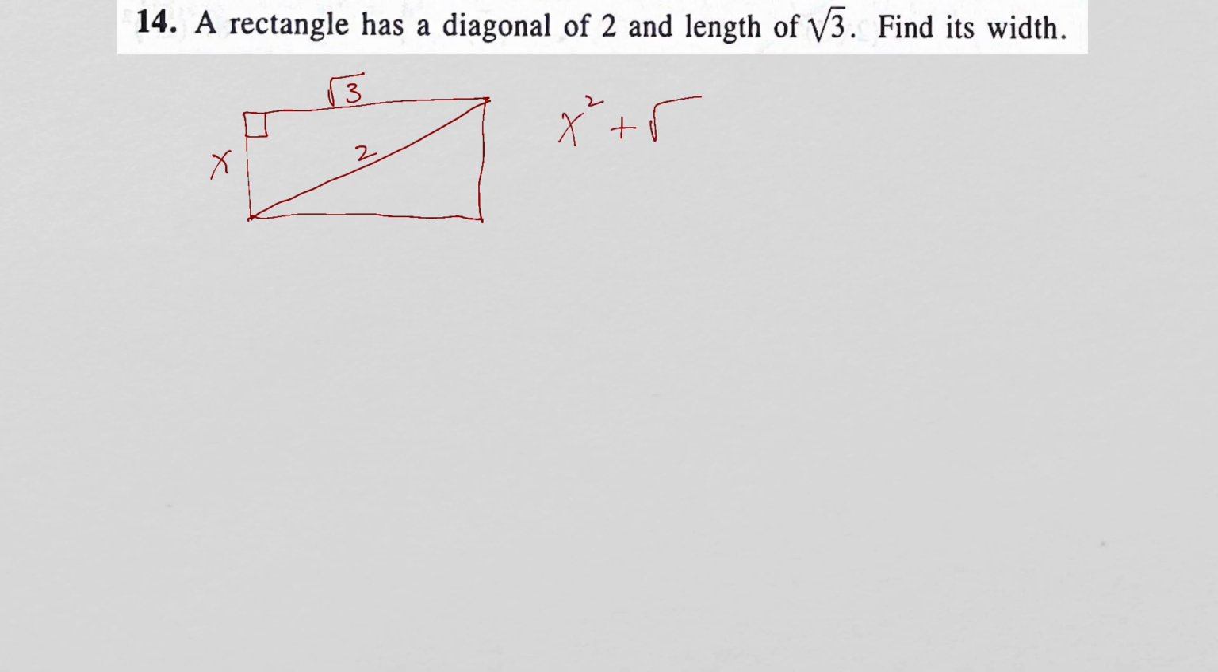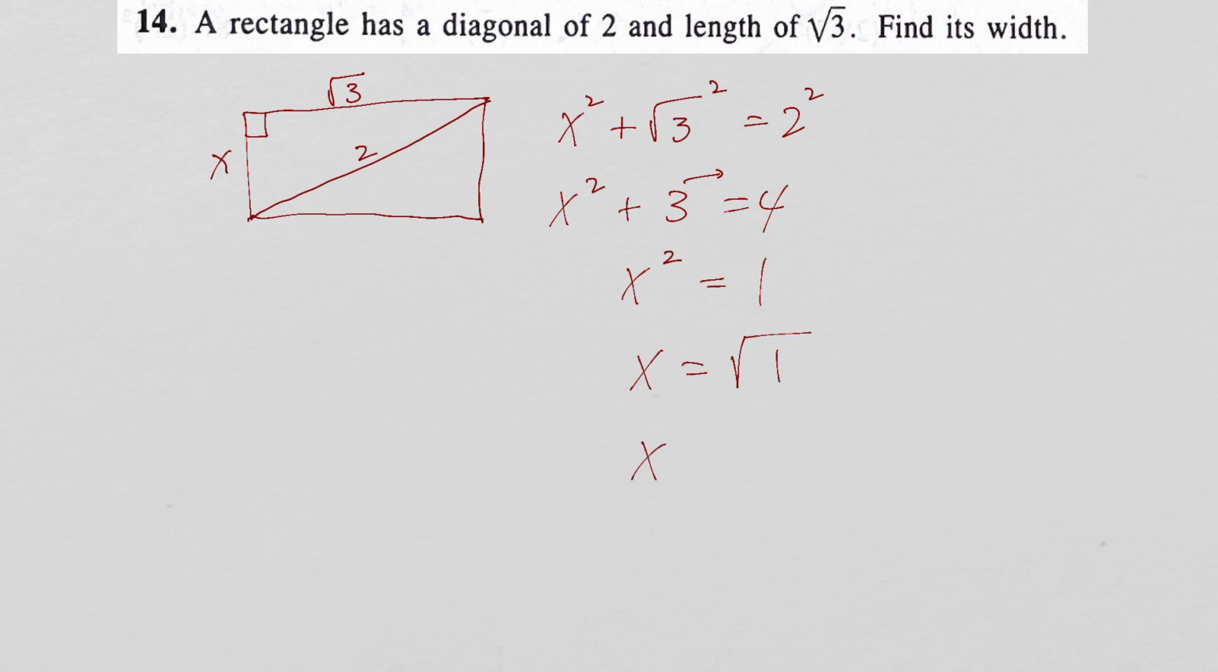Okay, here we have a rectangle that has a diagonal of 2 and a length of root 3. So let's stop and draw the rectangle. So we have a diagonal of 2 and a length of root 3. Okay, find the width. All right, this is a rectangle, so we know that's a right angle there. So we have x squared plus root 3 squared is equal to 2 squared. x squared plus 3 is equal to 4. When we move this over, we get x squared is equal to 1. So x must be the square root of 1, which is just 1.